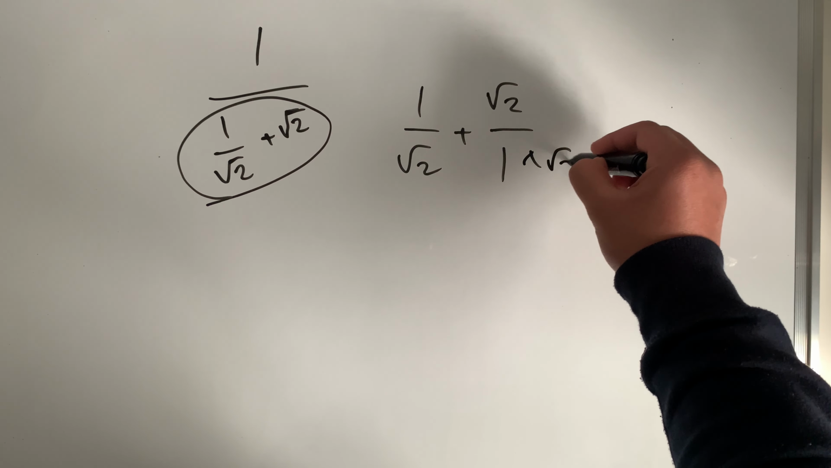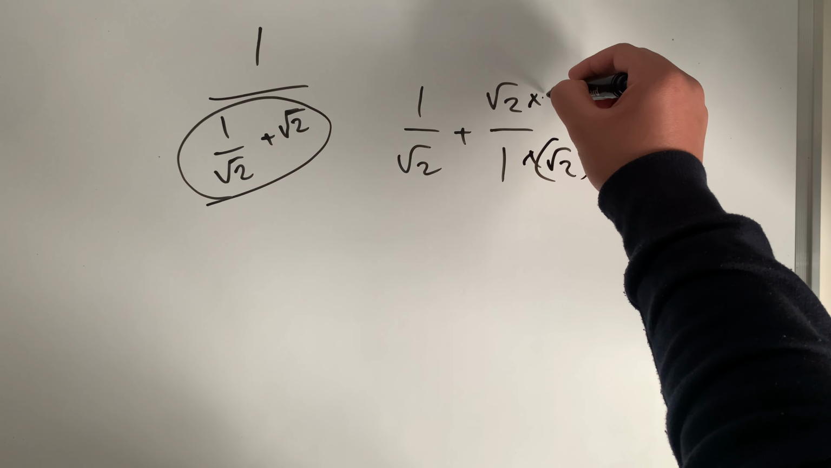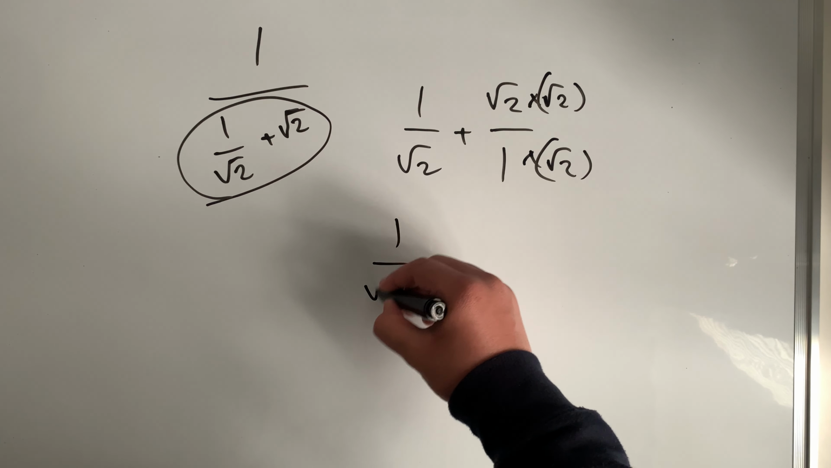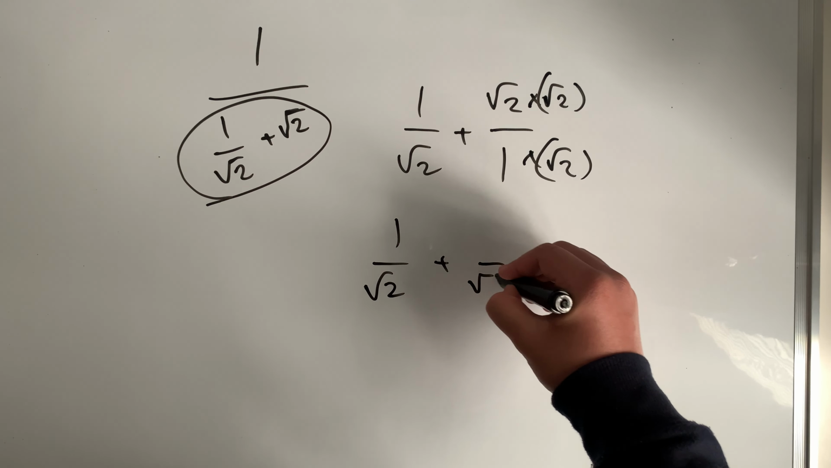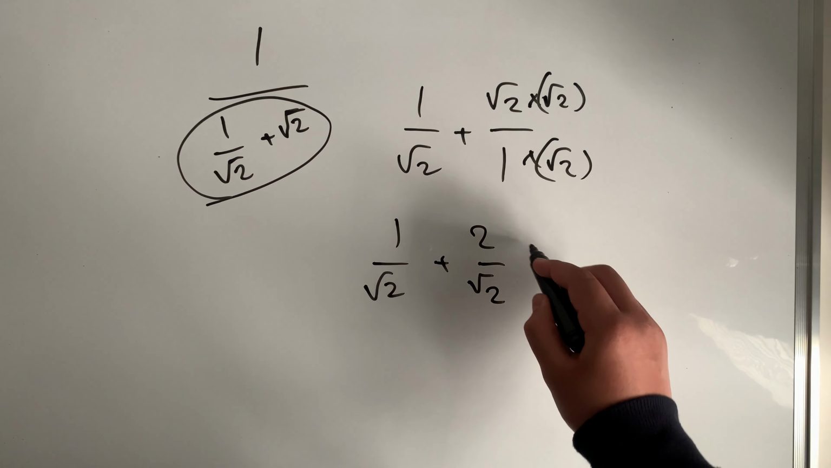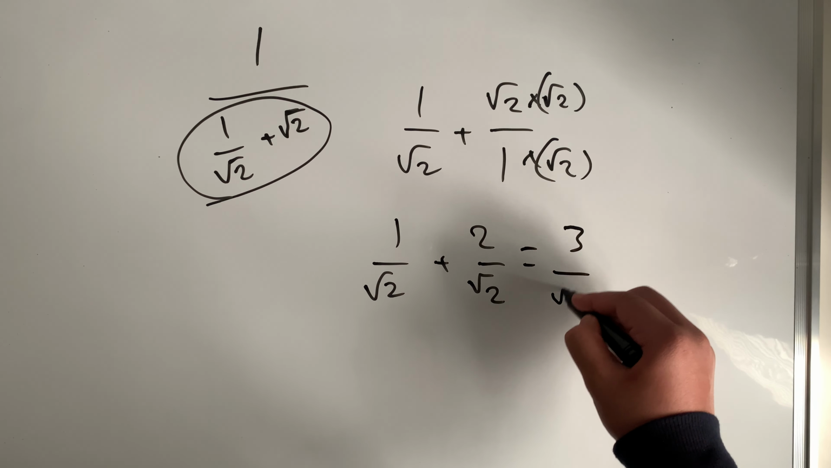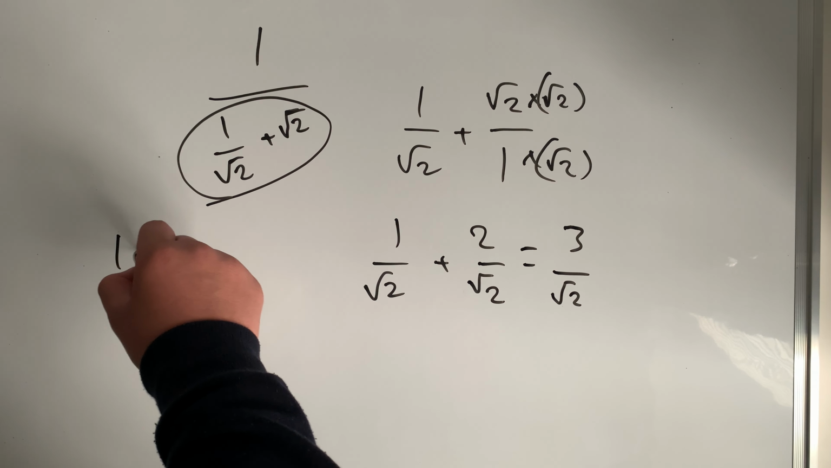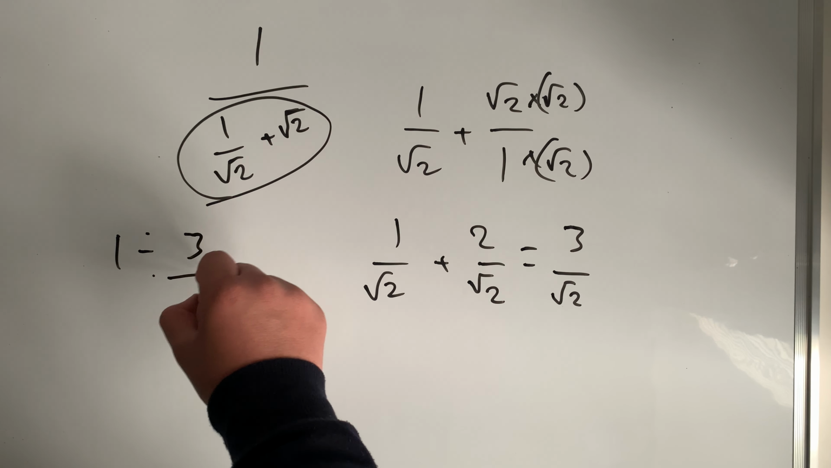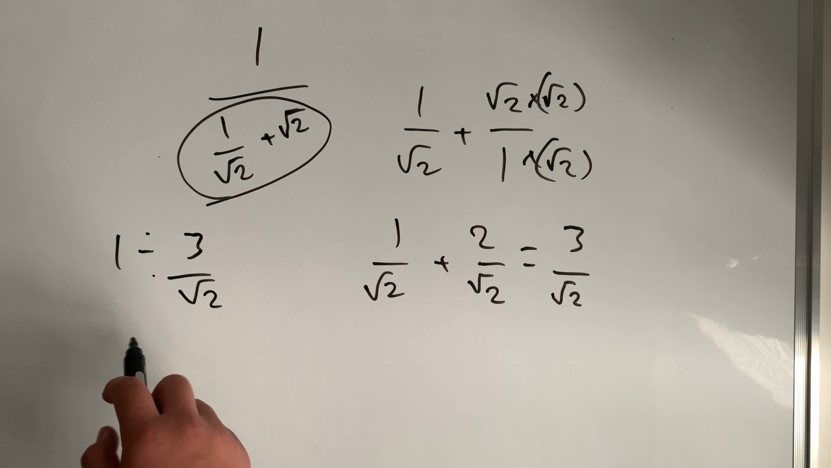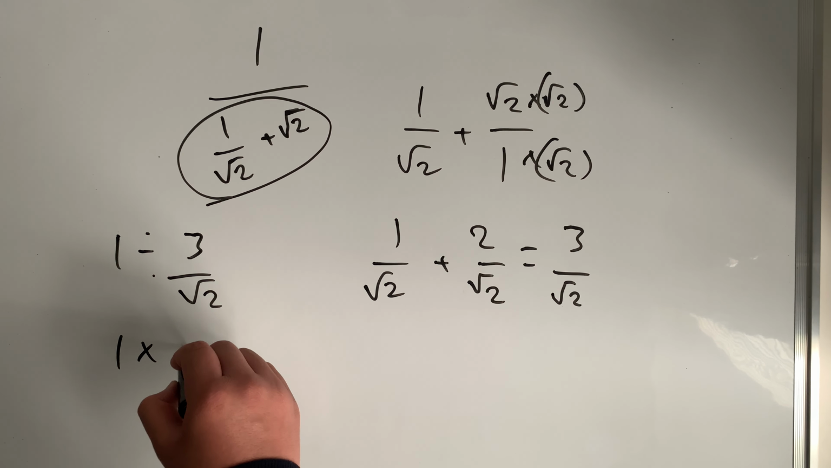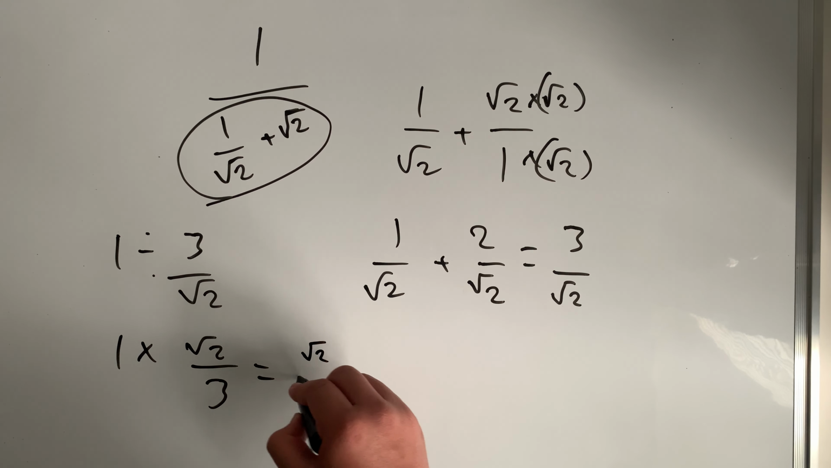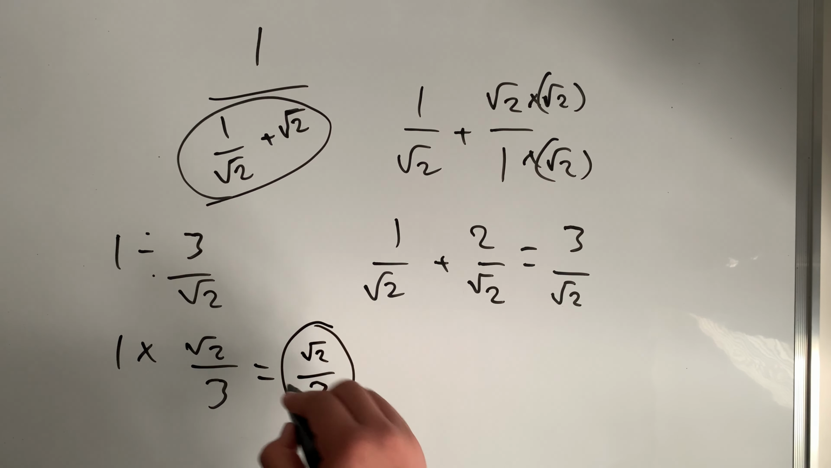So we times this side by root 2 over root 2. So this would equal 2. And then this is 3 over root 2. And then we simply just do what the question was asking us to do. So 1 divided by 3 over root 2. And then we just flip the fraction. So 1 times root 2 over 3, which is simply root 2 over 3. And that is how we get to the answer.